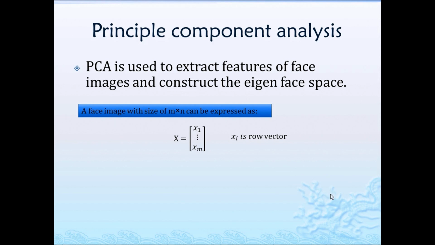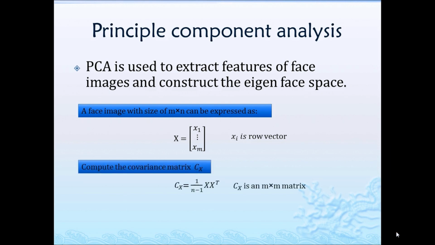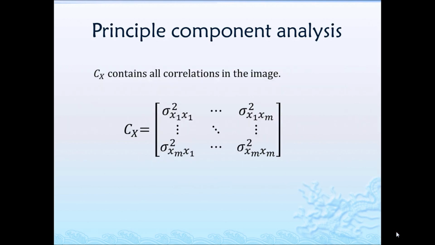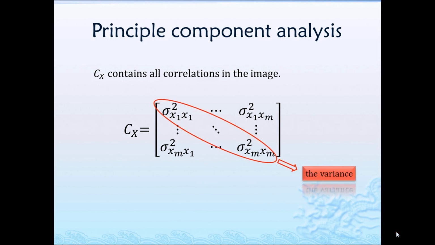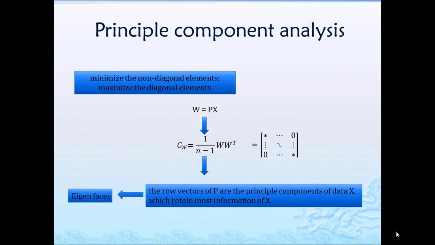For example, a face image with size of n by n can be expressed as this. The xi is the row vector, and I can compute the covariance matrix Cx. The covariance matrix contains all correlations in the image, and the diagonal elements are the variance. The larger diagonal element means its corresponding variable is more important, and the non-diagonal elements are the covariance. They are usually the noise. So we need to minimize the non-diagonal elements and maximize the diagonal elements.